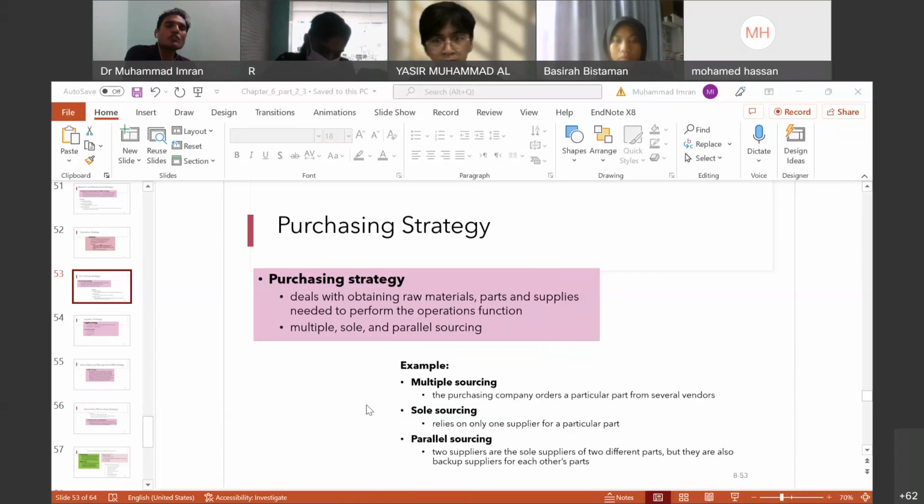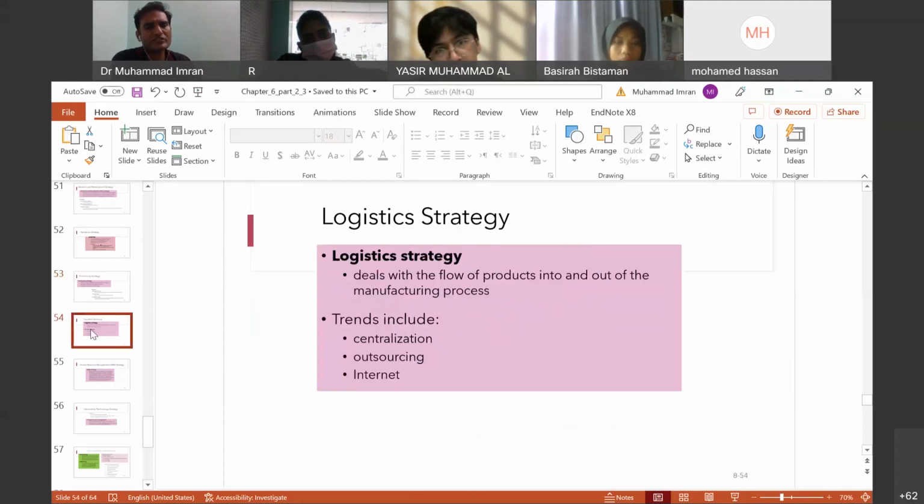Sole sourcing: relying on only one supplier for a particular part. But there are so many disadvantages, which we will discuss later. Parallel sourcing: two suppliers are the sole suppliers of two different parts. If we need two parts, we can go for two sole suppliers. One part has one sole supplier, and another part has its own sole supplier as well.